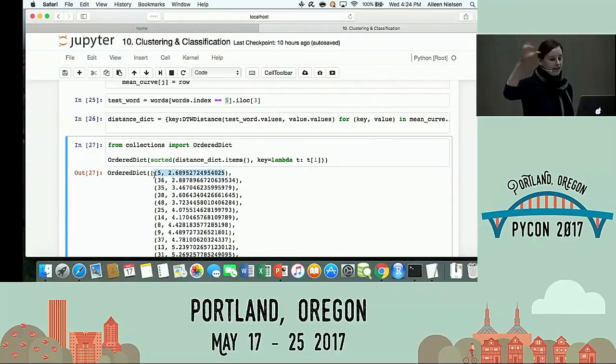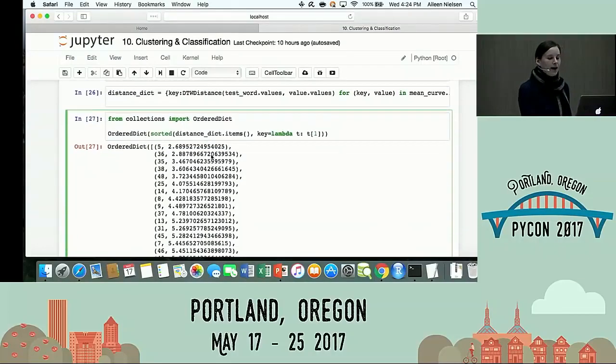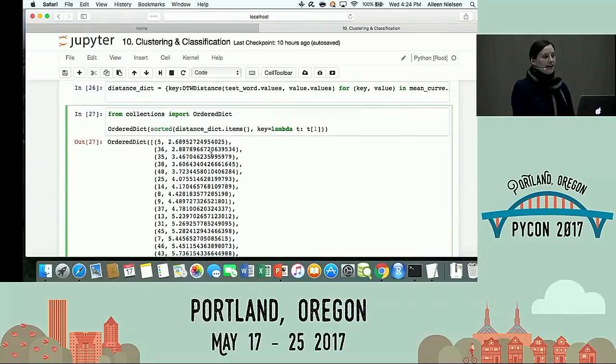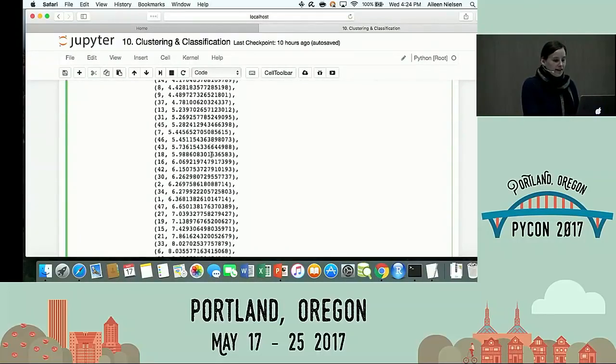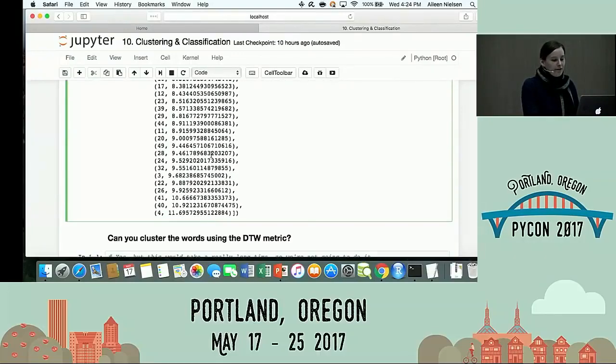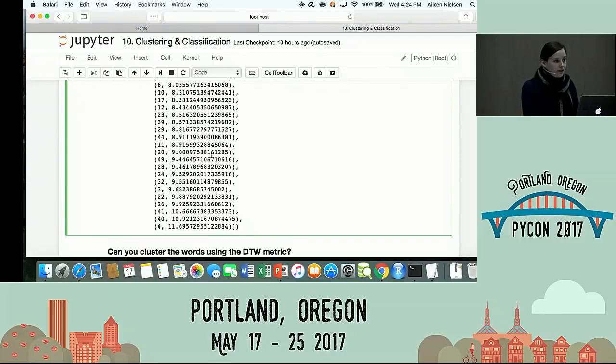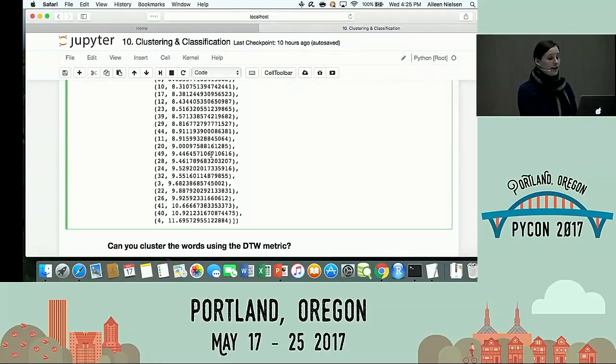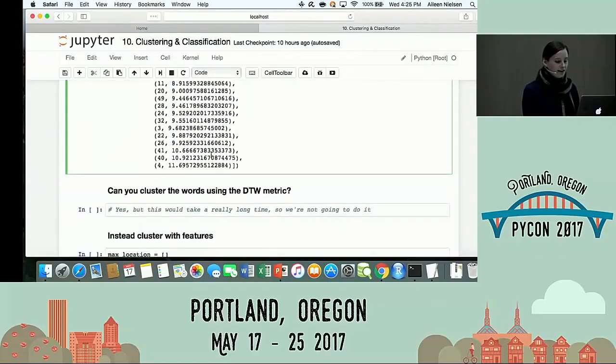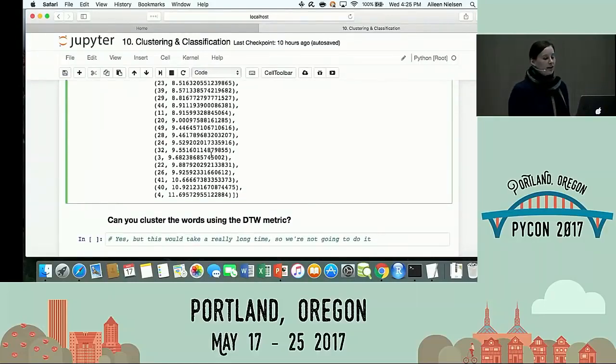Which of these idealized types is nearest to my actual data sample? Another thing I could do is say, well, this is kind of computationally taxing, right? This is a very small data set, and it still took a little while on my computer. It didn't instantly compute, which is already kind of scary on such a small fake data set. So you might say, well, can you cluster the words using this DTW metric, right?